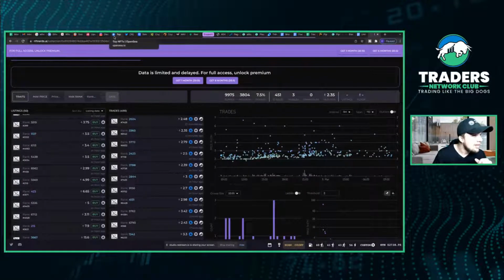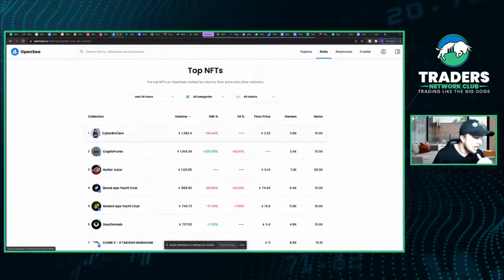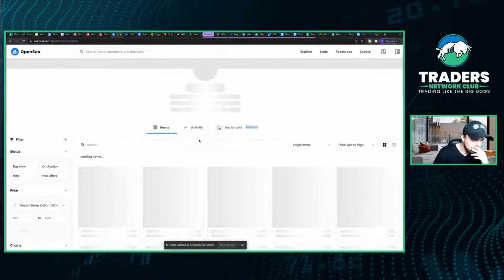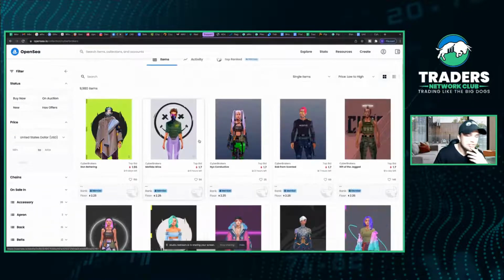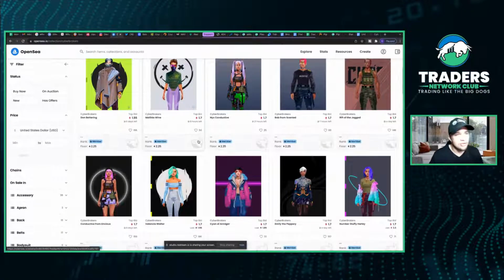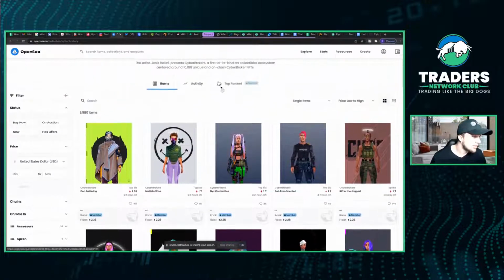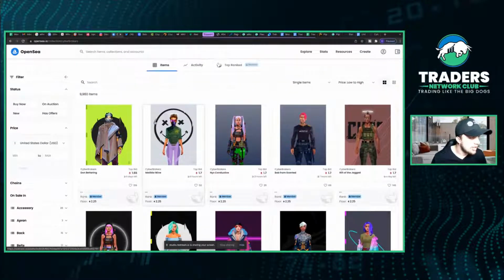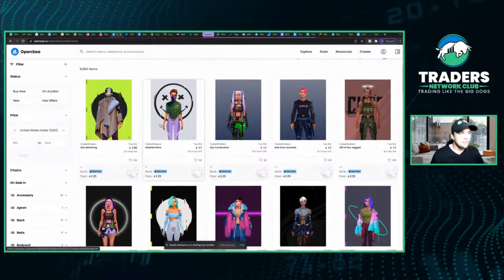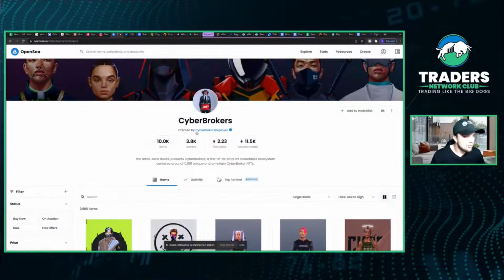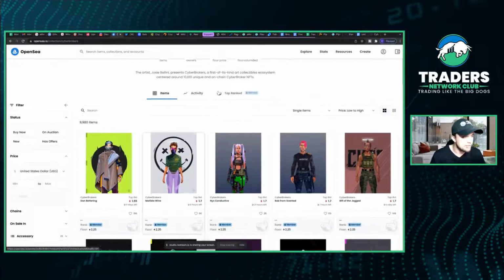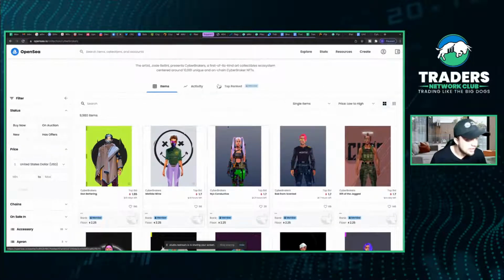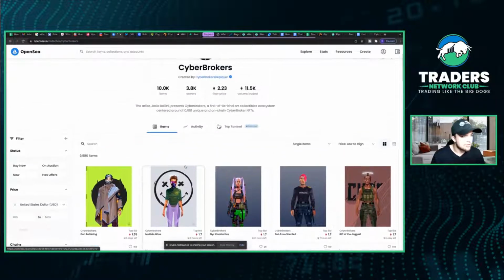So if we go to OpenSea, okay, and let's go to Cyber Brokers. Now, if you don't have any tools and you don't pay for any tools, how to do this yourself is you're gonna go here. Now, before you open this up, obviously you want to go check their Twitter or make sure this is a good project before you invest in it. But as we already went through that, we like the project. It looks like it's pumping. Everyone's starting to buy in.